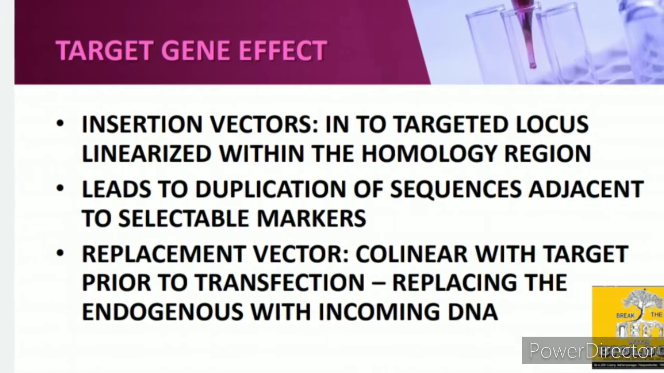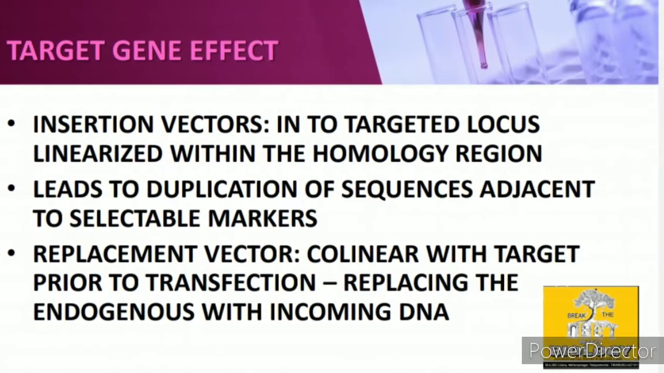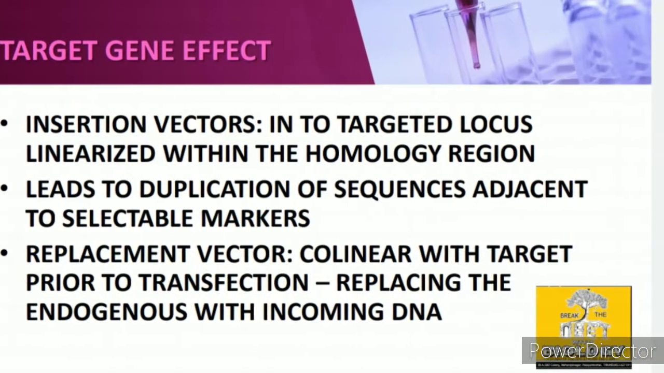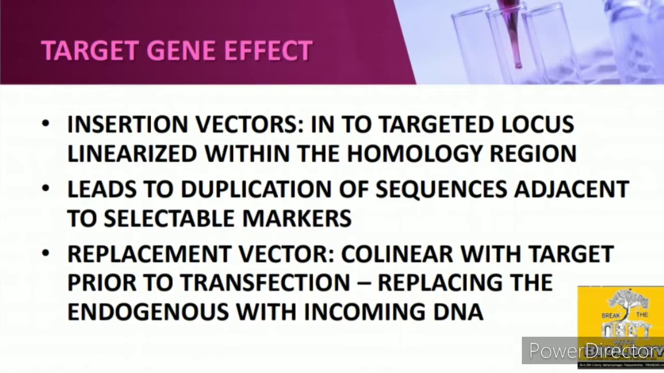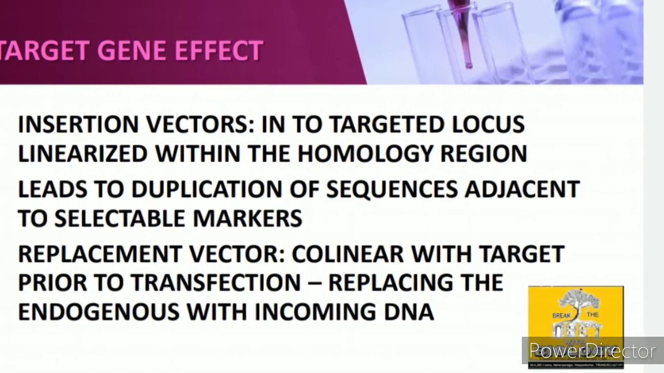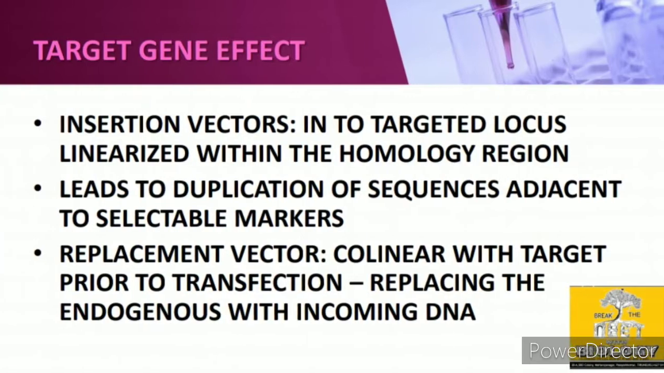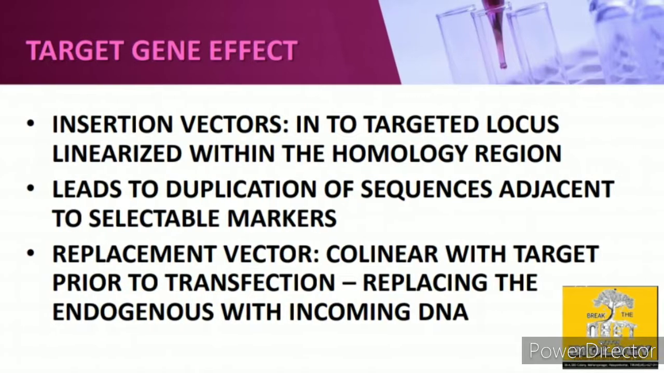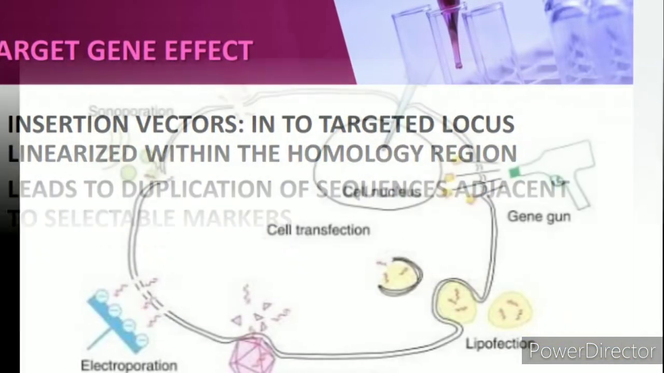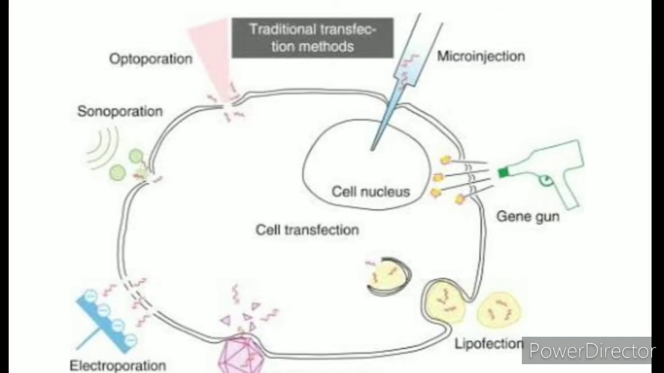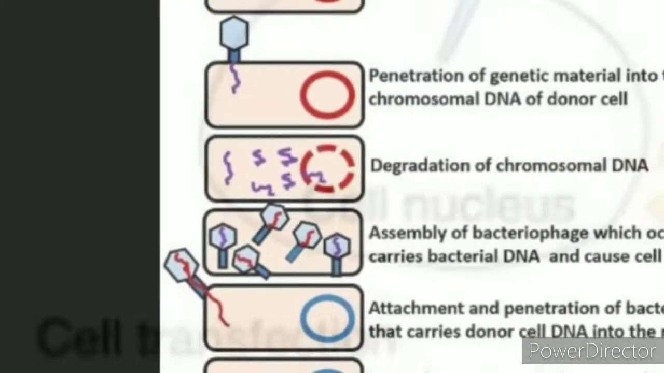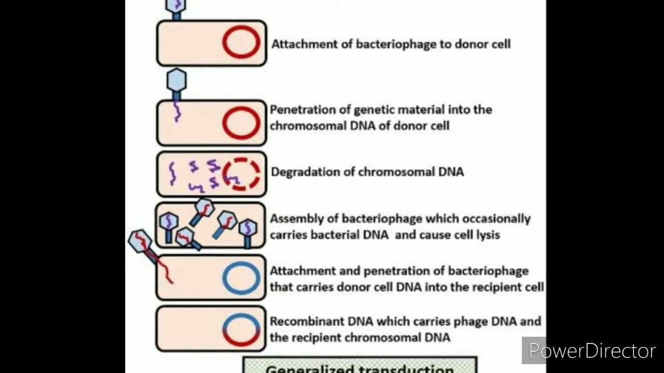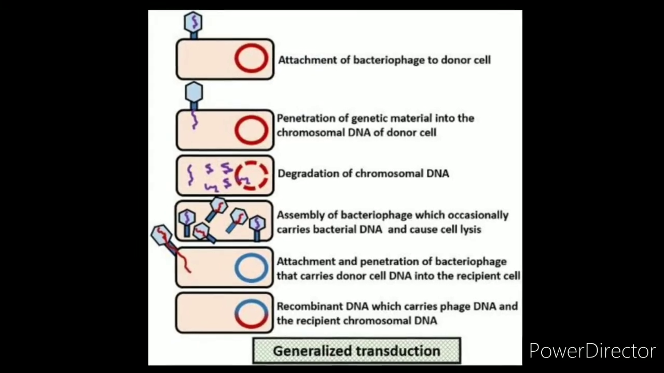The replacement vector has the homology region and it is collinear with the target. This vector is linearized prior to transfection outside the homology region and then a crossing over occurs to replace the endogenous DNA with the incoming DNA. What is transfection? Introduction of foreign nucleic acids into cells by non-viral method. If it takes place by viral method, that is called transduction, isn't it? That you have studied in 11th standard.